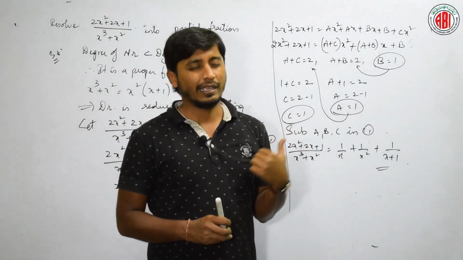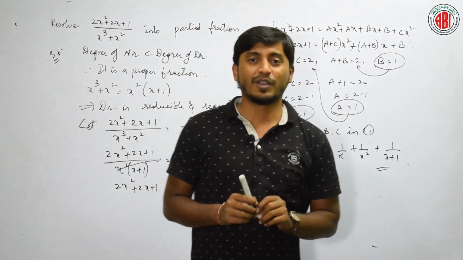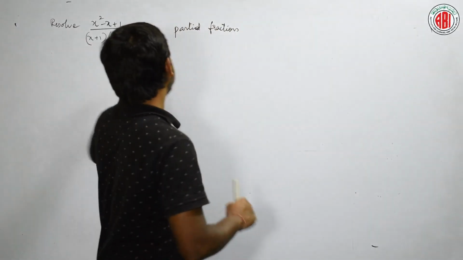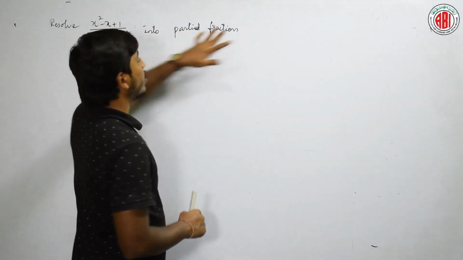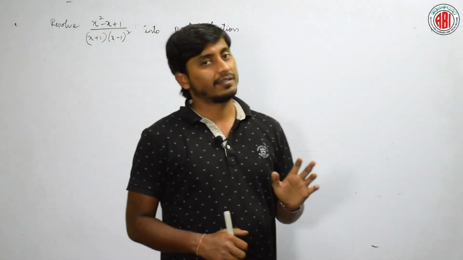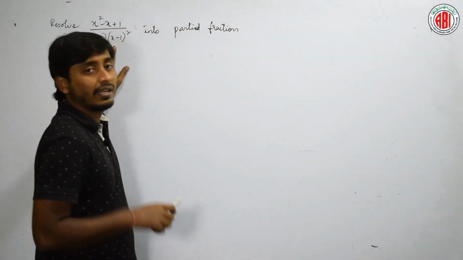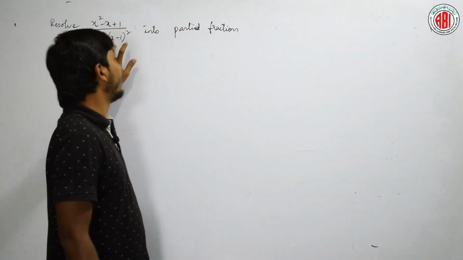Fine. Till here, is it okay? Shall we go to the next problem? Let's do. Look at the next question here. He is telling to resolve this particular expression into partial fractions. Right? And again check here, both are reducible and this is repeating.